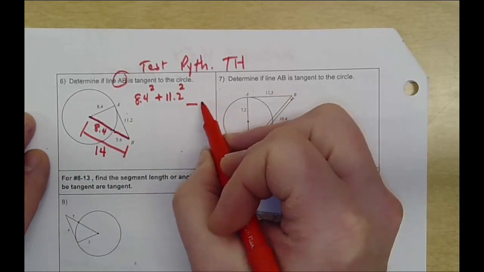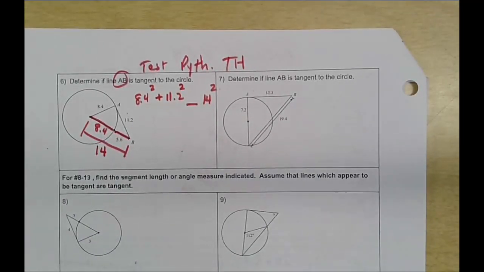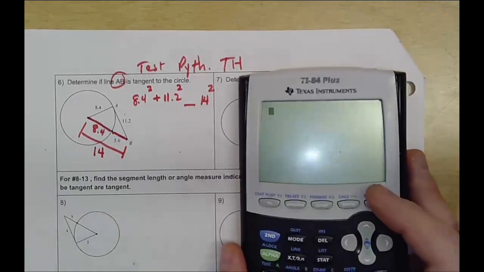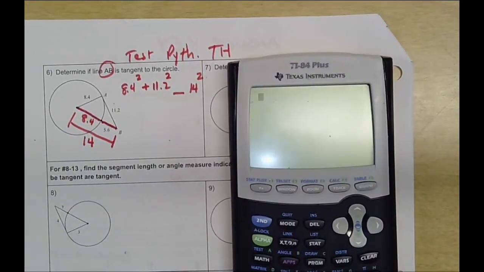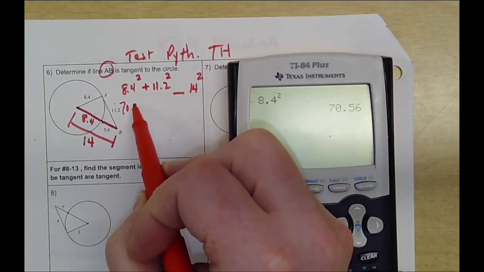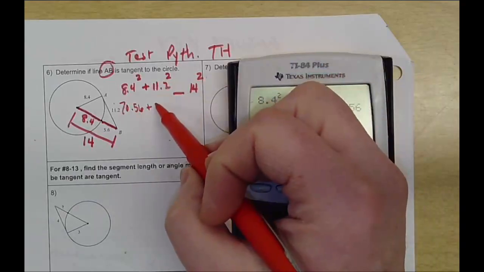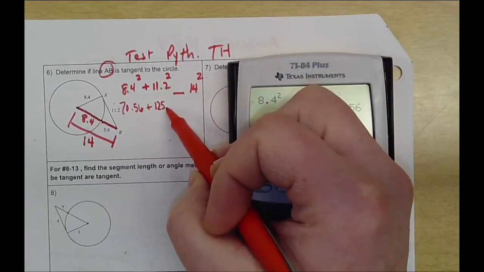Well, now I need a calculator. How does that compare to 14 squared? I'm going to be surprised if this comes out equal. Let's see here. Show my calculator work here. 8.4, square it. 70.56. 11.2, square it. 125.44. Uh-oh, maybe it will.